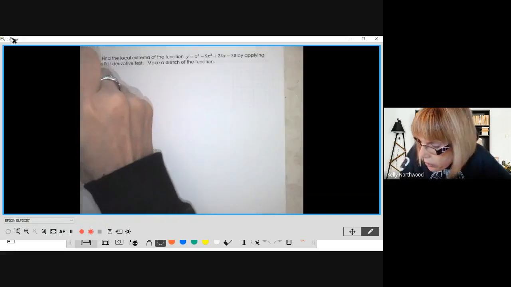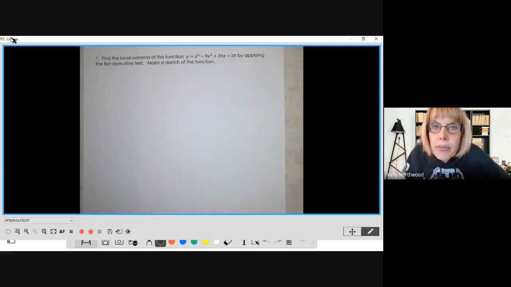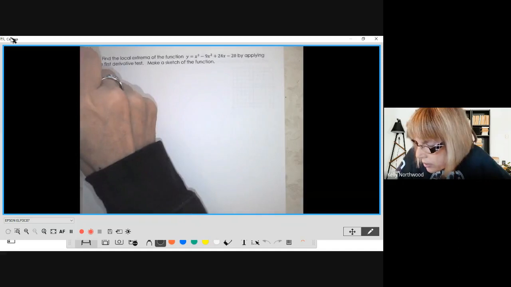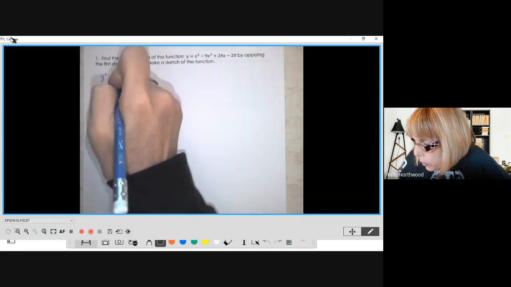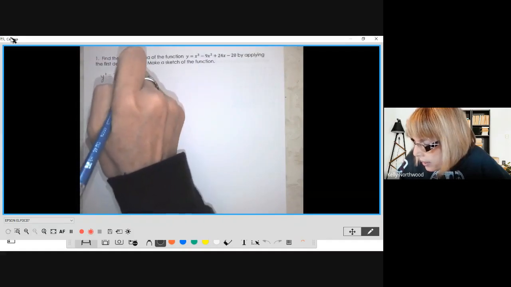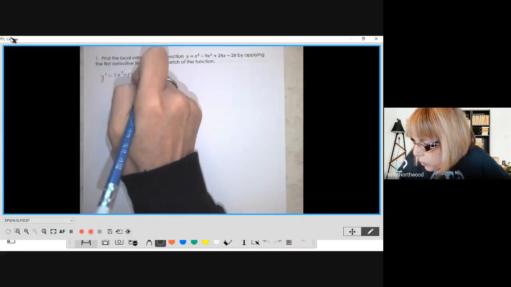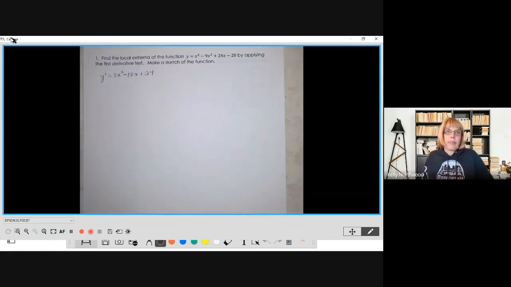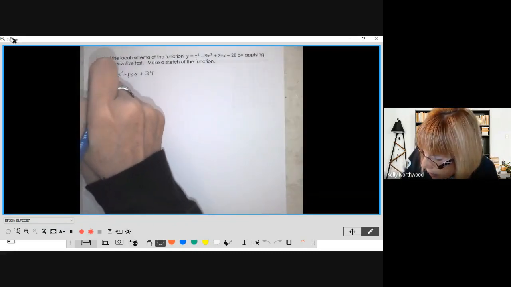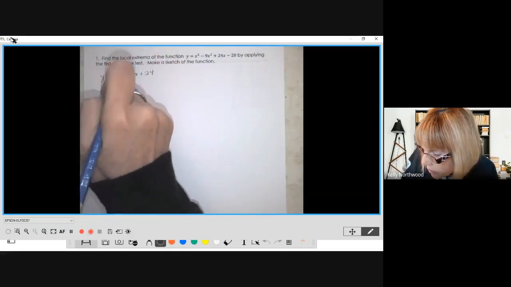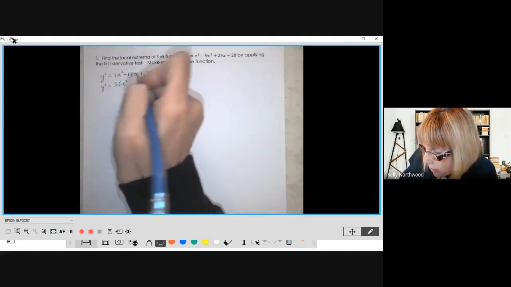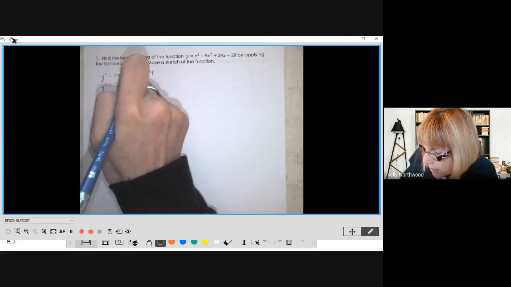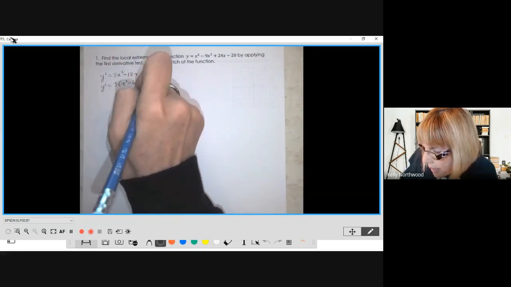Okay, so the first thing you're going to do is find y prime in simplified factored form. So y prime is 3x squared, I'm just using the power rule, minus 18x plus 24. And I see a common factor of 3 in all the terms, so I'm going to common factor out 3. And I would get x squared minus 6x plus 8.